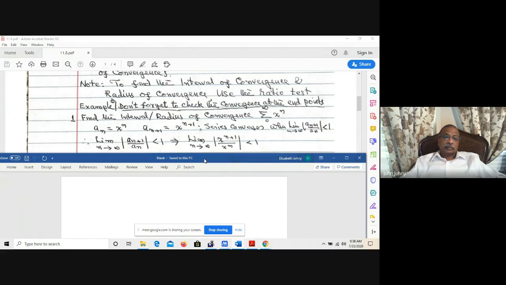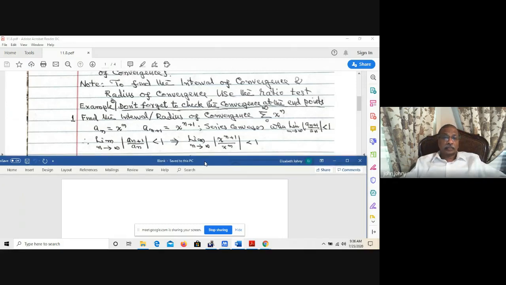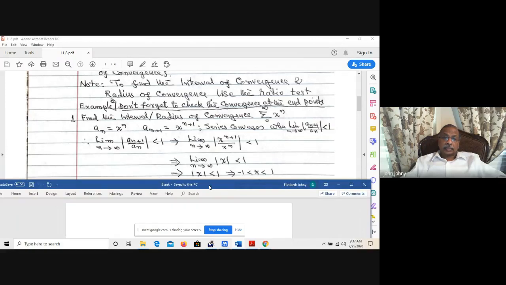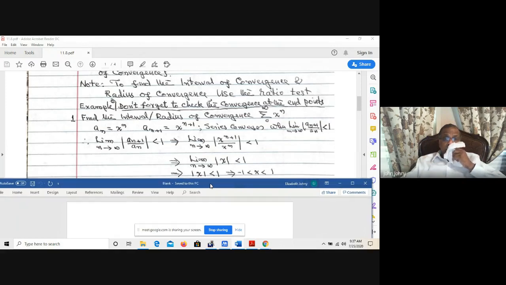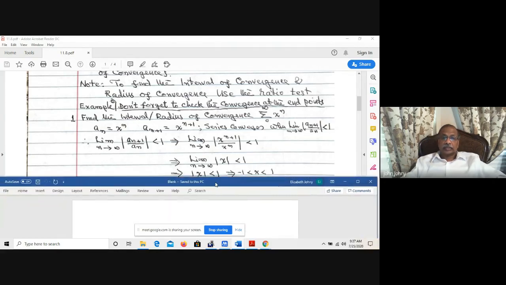That is, when the limit as n approaches infinity of the absolute value of a_(n+1) over a_n is less than 1, this implies the limit as n approaches infinity of x to the power of n plus 1 over x to the n is less than 1. That is the limit as n approaches infinity of the absolute value of x is less than 1. There is no n here, so simply the limit is the absolute value of x. So the absolute value of x less than 1 means negative 1 less than x less than 1. So the interval of convergence is negative 1 to 1, and the radius of convergence is 1.